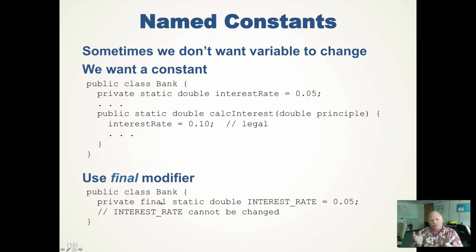So sometimes we don't want variables to change. We actually want it to be a constant. So for example, in our previous example, we have the bank. We have the interest rate at 5%. We don't want someone later on to just arbitrarily change the percent to 10%. That just doesn't make sense, because often things like interest rates don't change over time, but maybe they do change. But if they do change, we would probably rerun the program.